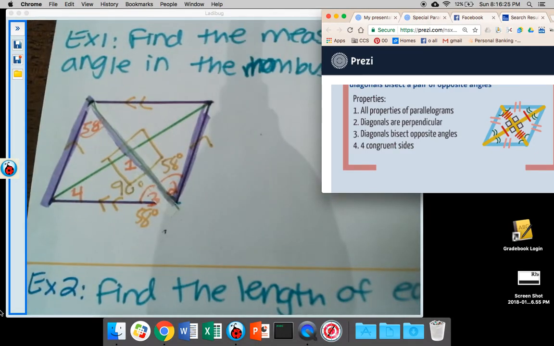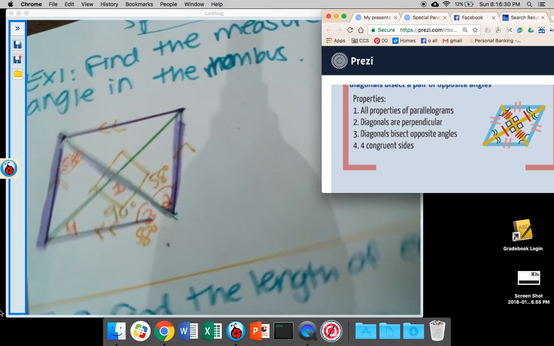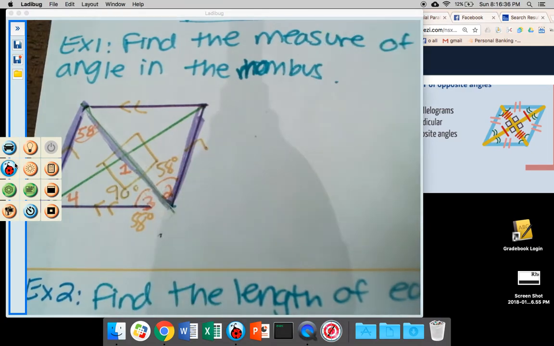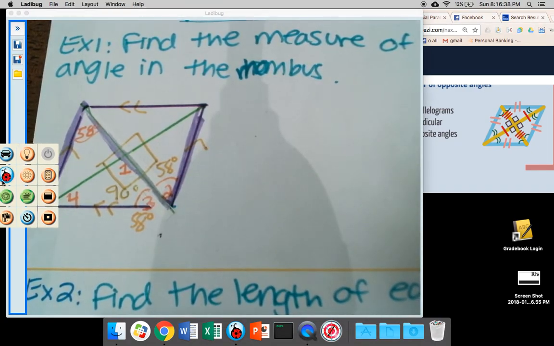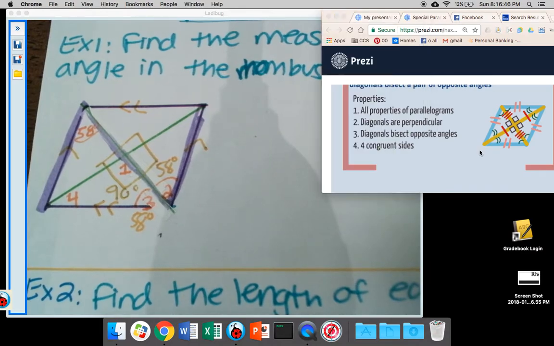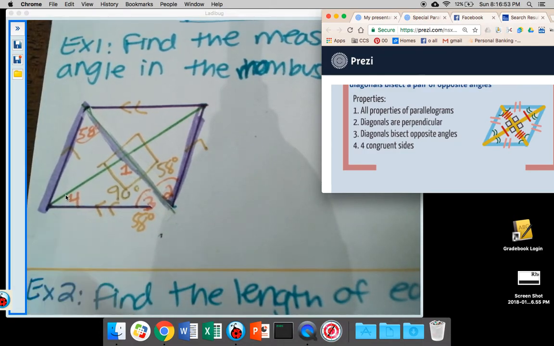Alright, now finally, we need to somehow figure out what angle 4 is, which we might be able to do based on some of these properties. Remember, sometimes we have shapes within our nifty quadrilaterals that will help us to find the measures of other angles. So, do you see a property or maybe a shape within our rhombus that will help us to find angle 4 right here?